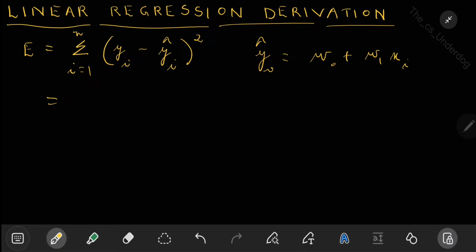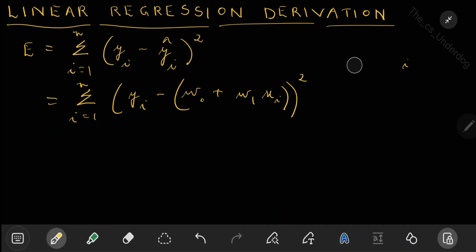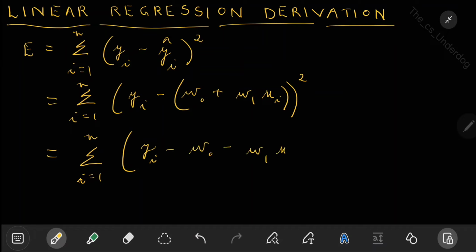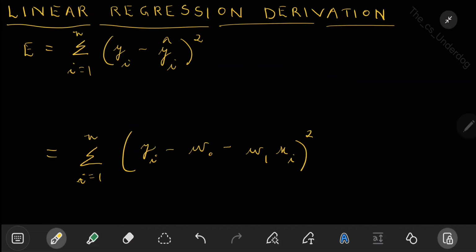I'll substitute this here, then it will become sigma i equal to 1 to n (yi minus (W0 plus W1 xi)) the whole square. And how can I further simplify this? I can further simplify this as sigma i is equal to 1 to n. I'll open this bracket. So it will become (yi minus W0 minus W1 xi) the whole square. So this is the error term which I have to minimize. What's the next step? I have to take the derivative and equate it to 0. So this is my E now.